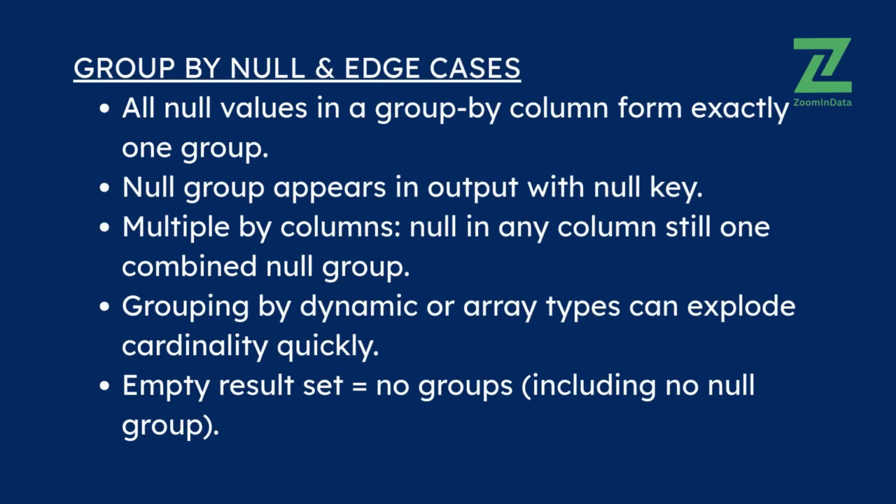A few edge cases worth knowing. All null values in a group by column form exactly one group. Not scattered, not ignored. One single null group appears in output. With multiple by columns, null in any column still collapses into one combined null group. Grouping by dynamic or array types can explode cardinality very quickly because of nested uniqueness. And if the input is empty, you get no groups at all, including no null group. These behaviors are consistent but can surprise people coming from other query languages.